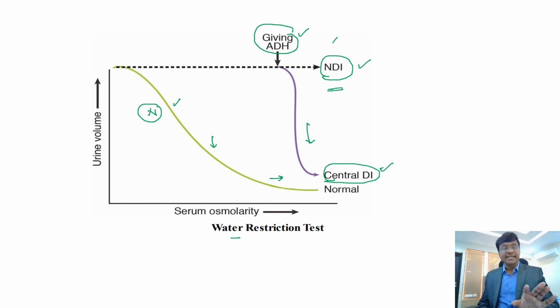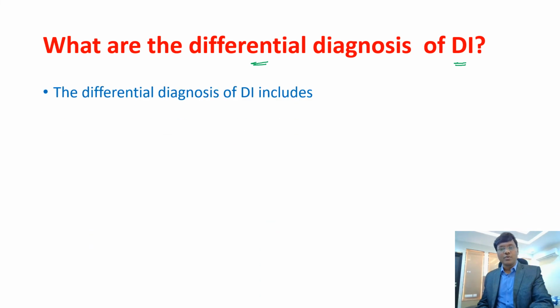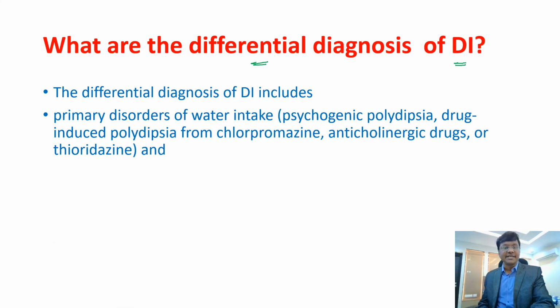Okay. And the investigation of choice is the water deprivation test. Then, followed by that, what are the differential diagnoses of diabetes insipidus? The very important differential diagnosis of diabetes insipidus is psychogenic polydipsia.